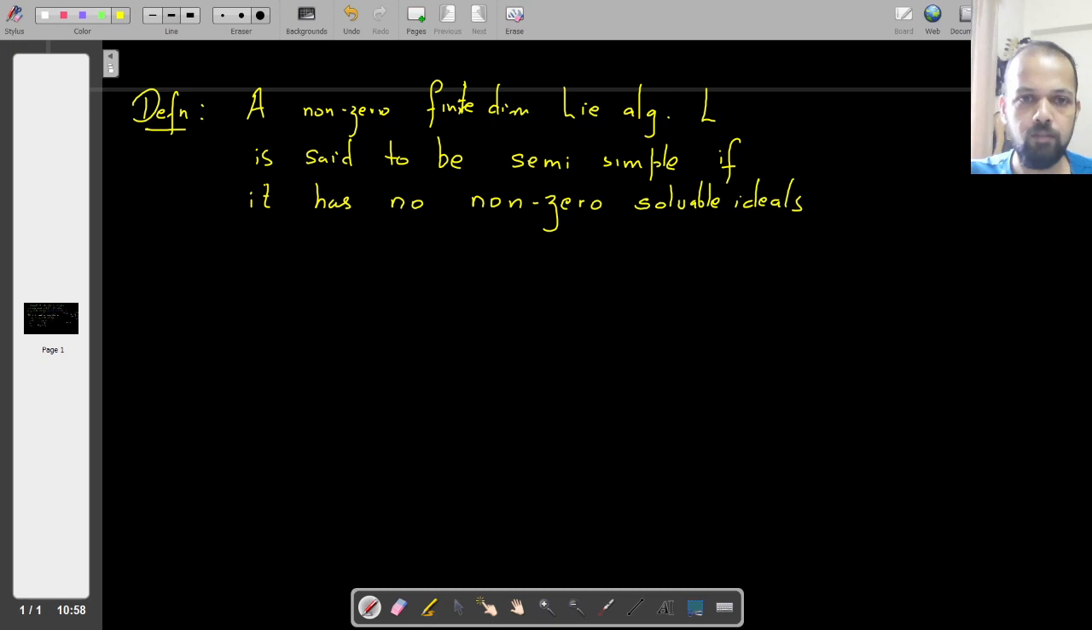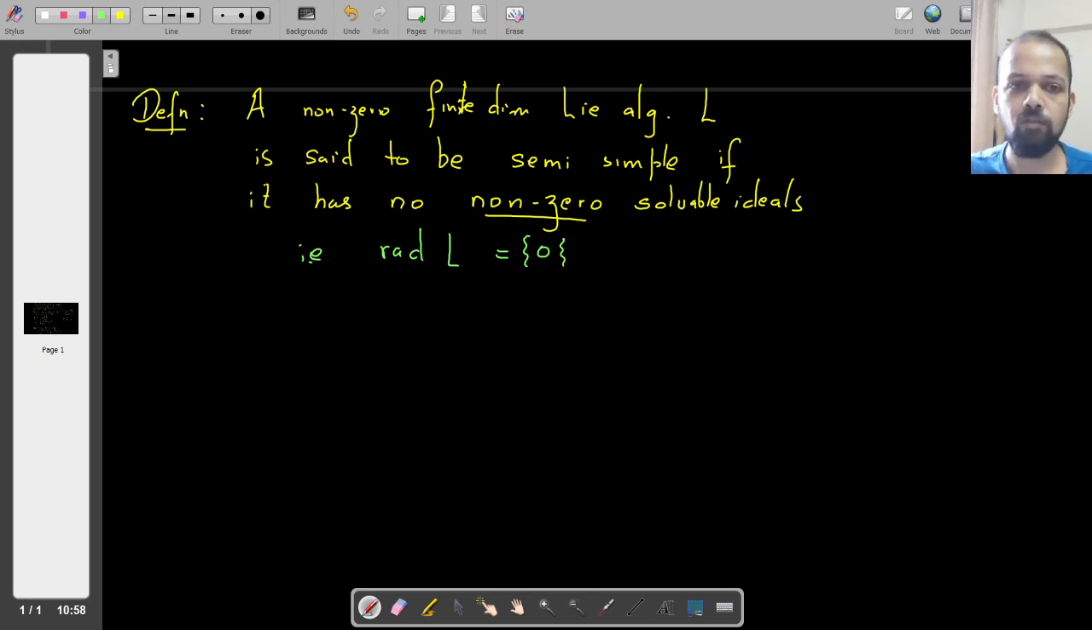Very important, this non-zero is important. That is, if it has no non-zero solvable ideals, then the largest solvable ideal will be 0. So in this case, the radical of L would be equal to only 0. Of course, 0 is always solvable.